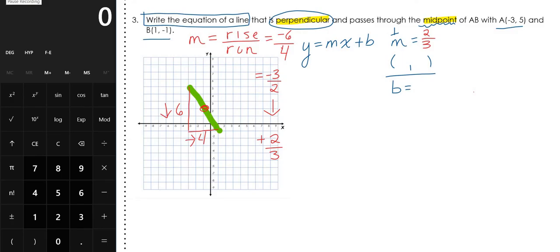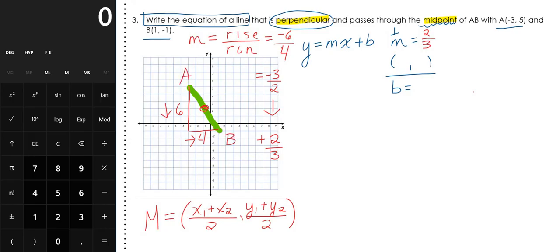Midpoint formula. If you recall what it is, it's x1 plus x2 over 2, y1 plus y2 over 2. That's my midpoint formula. So I'm going to use these coordinates at A and at B in order to find my midpoint. So my x's are negative 3 and 1. I'm going to add those together: negative 3 plus 1, all over 2.